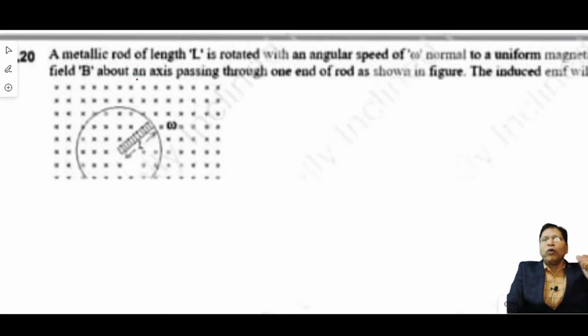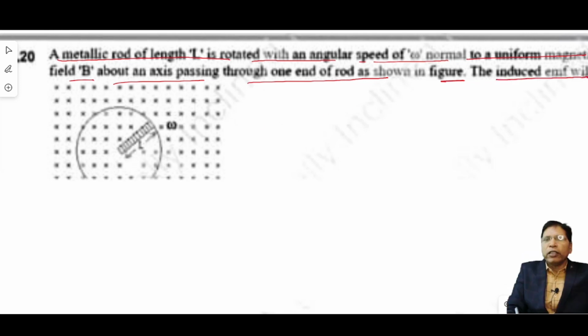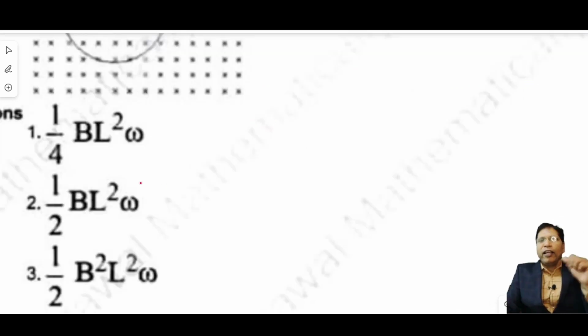Now this is the last question of the MCQ. A metallic rod of length L is rotated with angular speed omega normal to a uniform magnetic field B about an axis passing through one end of the rod, as shown in the figure. The induced EMF will be, if a rod is rotated about its one end with angular velocity omega, then the induced EMF is half B omega L square, where L is the length of the rod. So option 2 is correct.